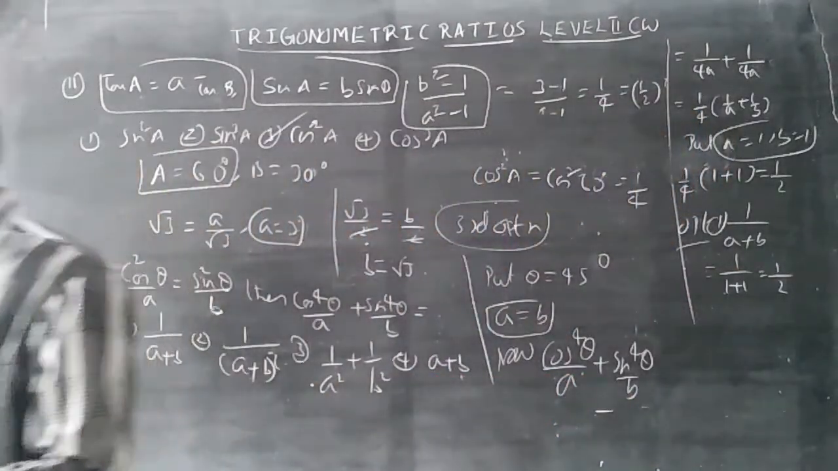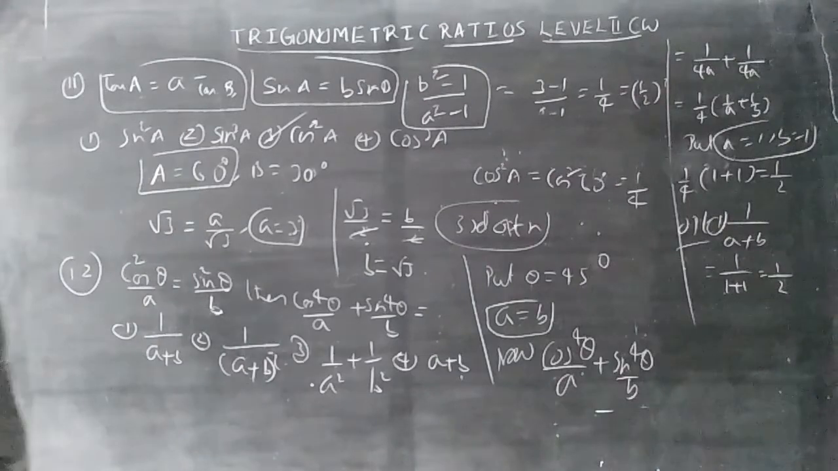Second option, 1 by a plus b whole square, you will get 1 by 4. It is wrong. Third option, simply 1 by 1 plus 1 by 2 you will get. It is wrong. Fourth option, a plus b, it is 2. It is wrong. Only the first option is right.